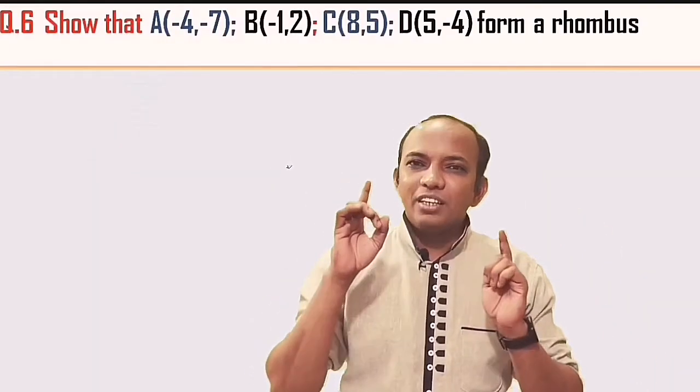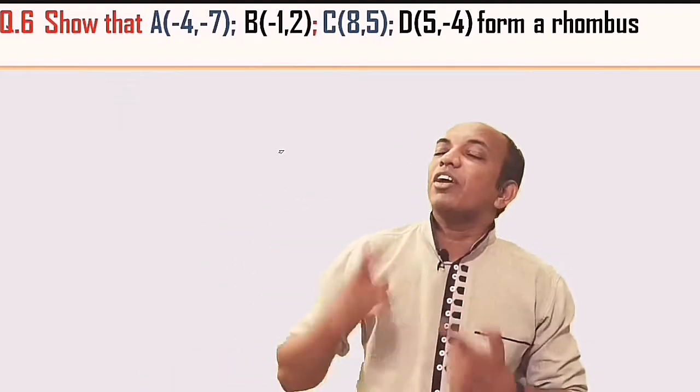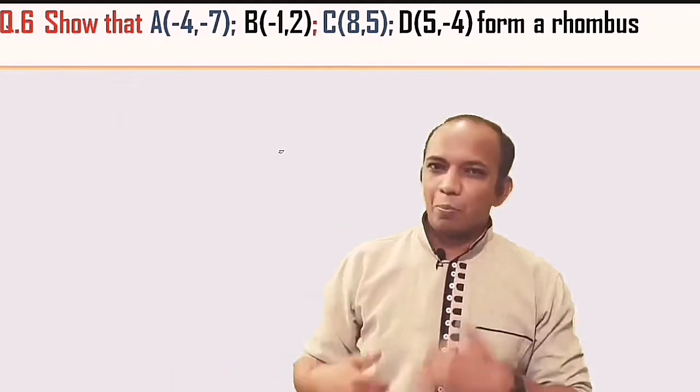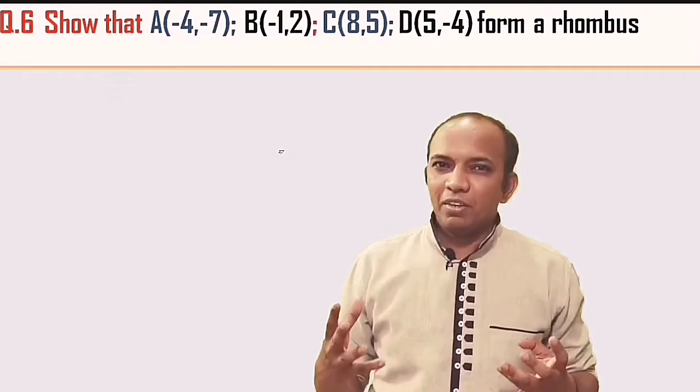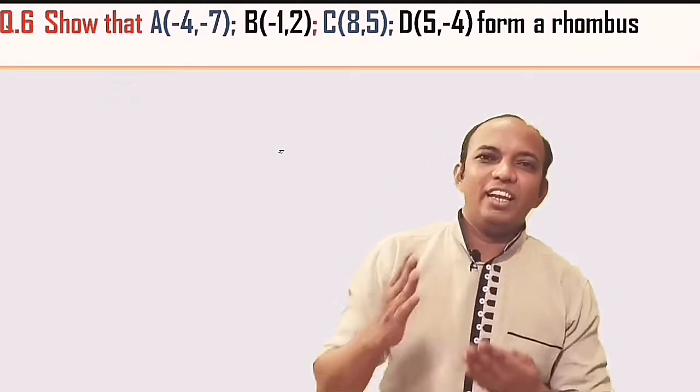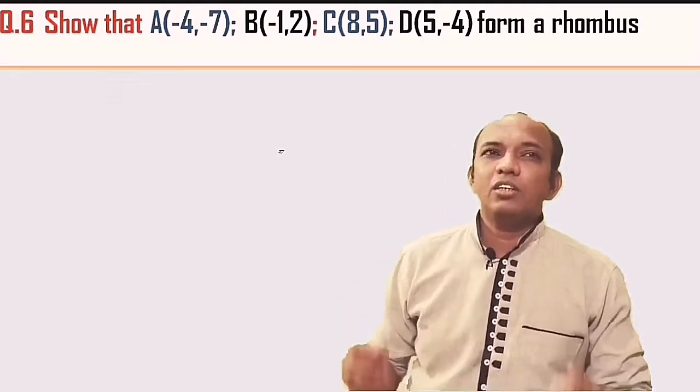The sixth sum on the board is nothing but the same as the fifth one. In the fifth sum we showed those vertices are of a parallelogram, and in this sum we are going to show they are of a rhombus. That means the procedure will be the same. By distance formula we are going to find the length of the sides, but just one change will be there. Let's see what that change is.